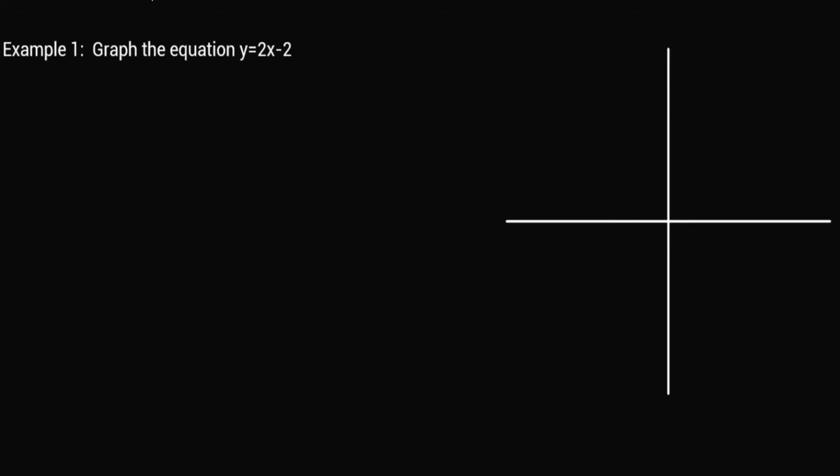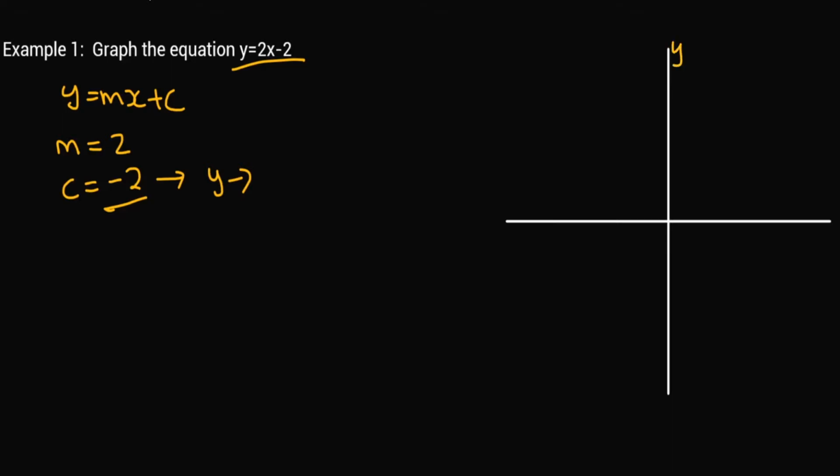Example 1. Graph the equation y is equal to 2x minus 2. In this equation, you can already tell that this is in the form y is equal to mx plus c, and here you can say m is equal to 2, and you can already see that c is equal to minus 2, and this is your y-intercept. So now that you know your y-intercept, you can start drawing the point c is equal to minus 2.